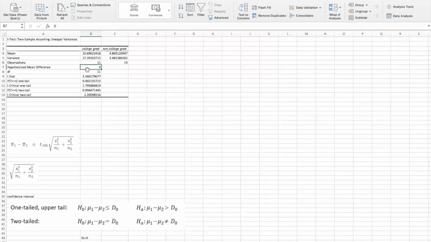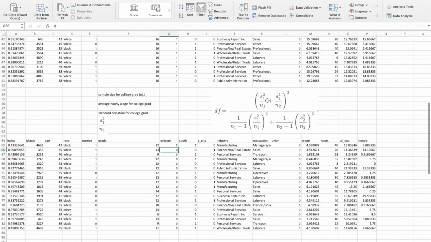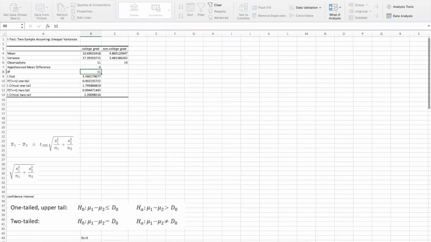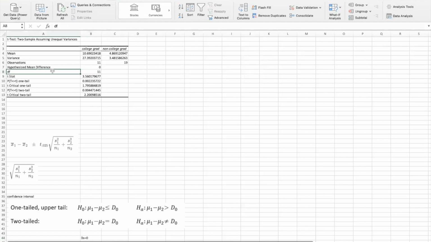We put the null hypothesis, and then the degrees of freedom are already computed for us. If not, if you use formulas to compute these degrees of freedom, it's very tricky, okay? So this is the formula that computes the degrees of freedom. It's pretty complicated in Excel. But with this Data Analysis, it is very easy for us to get the degrees of freedom equal to 11, okay? And then we can also get the t statistic, okay?